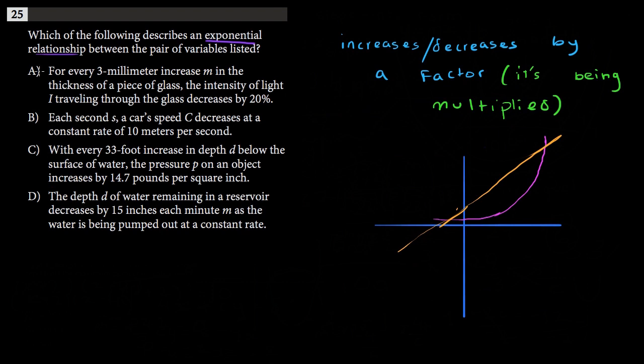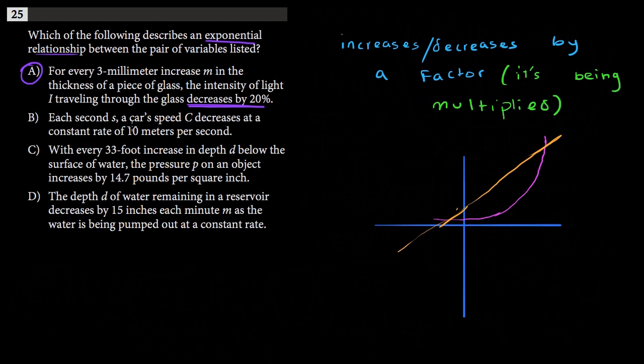Let's look at the answer choices. A, for every 3 millimeter increase m in the thickness of a piece of glass, the intensity of light I traveling through the glass decreases by 20%. This is pretty good, and that's probably going to be our answer because this decreases by 20% is basically a factor of 0.8. We're multiplying each recurring point by 0.8, and so that fits our description perfectly. It increases or decreases by a factor, which is 0.8 in this scenario. But let's just look at the other choices.